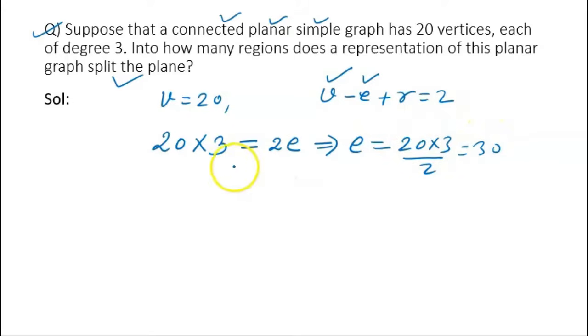I hope you remember the handshaking theorem. Now V minus E plus R. So what is V? V is 20, minus 30, plus R that I have to calculate, is equal to 2. So what is the value of R?